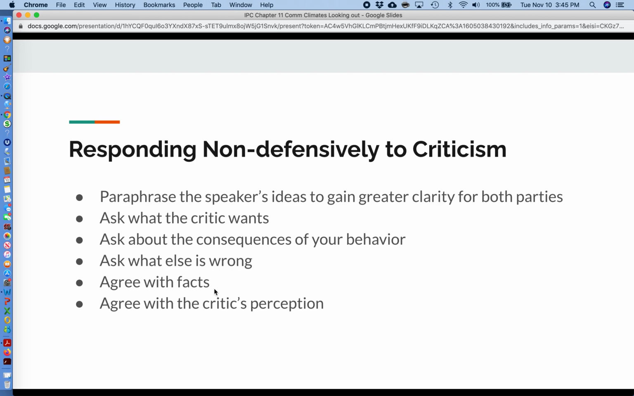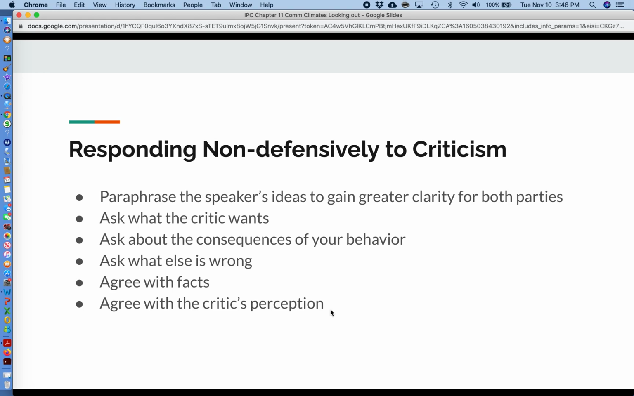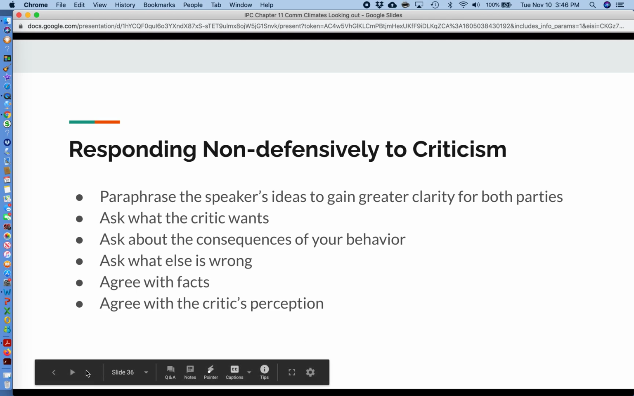If they give you a list of things, right, and some of them are factual, then you should agree with those facts. Well, I did say bad things about your mother last night, right? You should agree with things that you know to be facts. And also, it doesn't hurt to agree with the critic's perception, right? I can see why you'd be angry that I said those things. I can understand why that upsets you. So by acknowledging and agreeing with people, that's a confirming message, right? You're telling them, hey, listen, I acknowledge how you feel, and I understand why you feel that way, right?